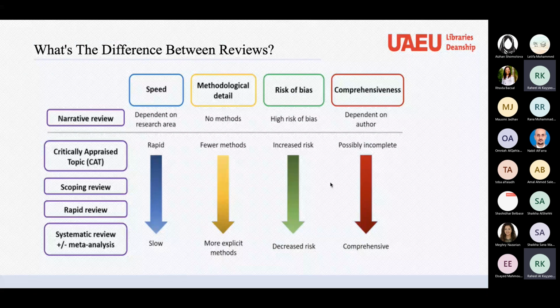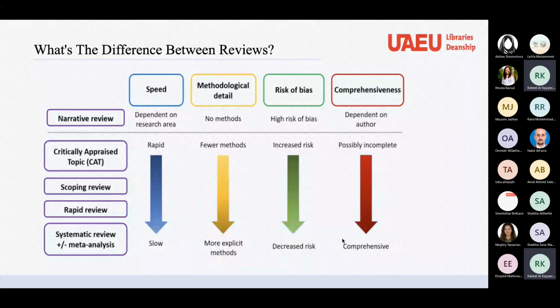Okay, let's see the systematic review. The speed when conducting a systematic review is very slow. But they have more explicit, coherent methods. The risk of bias is very low compared to narrative review. More comprehensive: a systematic review should be comprehensive. They include so many studies and work.